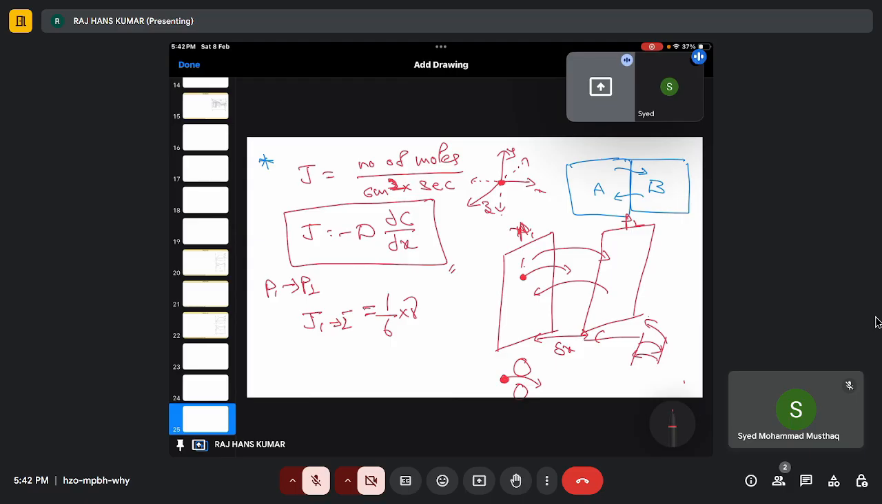So, the flux is given as the jump frequency, right? Times the number of atoms per unit volume here, right? So, the number of atoms here at this point, the number of atoms per unit volume, will be given as N1, right? Okay. This is J1 to 2. Now, what happens from J2 to 1? The same thing happens.